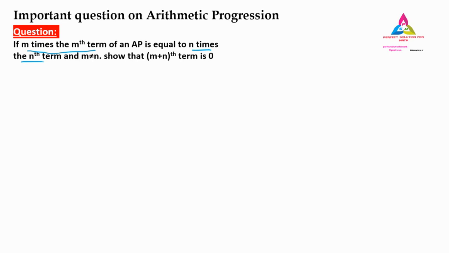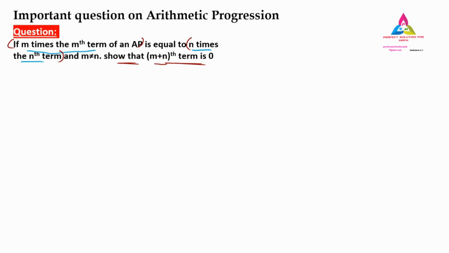And what do you have to prove? You have to prove that the (m plus n)th term is 0. But they have given two things. First, m times the mth term of an AP. Second, it is equal to n times the nth term. And one more thing they have given is that m is not equal to n. So we will write down what they have given first.